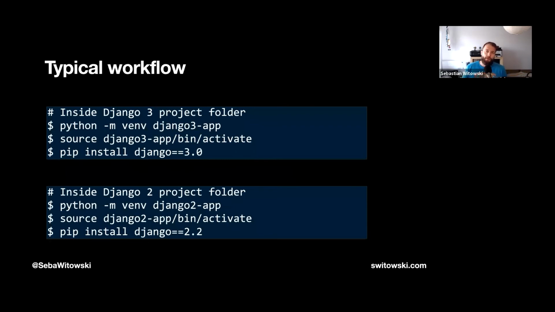A typical workflow with a virtual environment involves creating one virtual environment for each of your projects. So if you're working on 2 Django projects, you first create one virtual environment, you activate it, you install Django 3, and you start coding. And then you create a different virtual environment for Django 2.2, you activate it, you install Django 2.2, and you start coding on this other project.